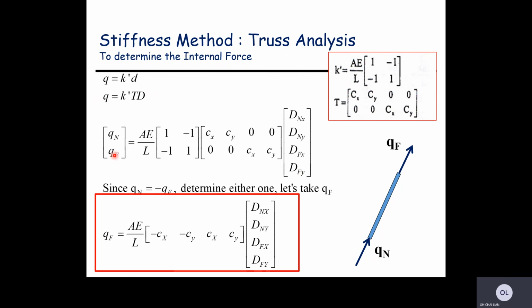Now we only extract this equation, QF only. This will be solely for QF. We can use this QF for determining the axial force for the truss member. This will not be given to you, so you need to know how to obtain it from this equation. Now I'll move to our problem just now.